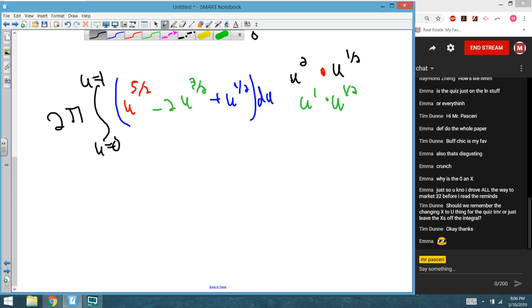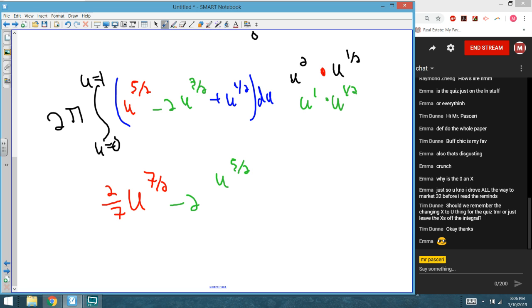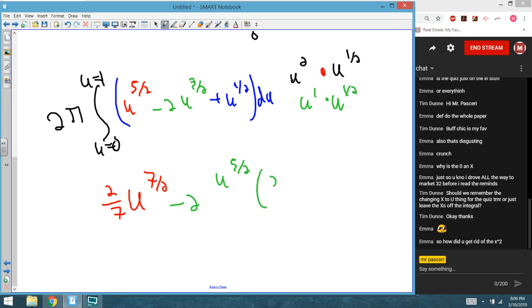integrate it. So I guess I'll go color by color. u to the 7/2 divided by 7/2, so multiplied by 2/7, minus 2 u to the 5/2 divided by 5/2, so multiplied by 2/5. I'm just going to kind of sneak it in there.